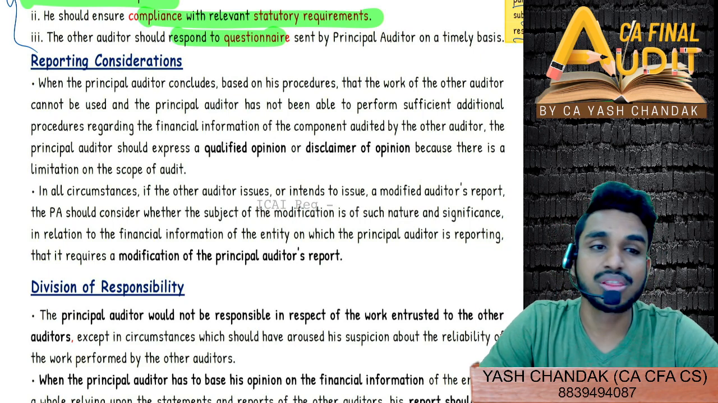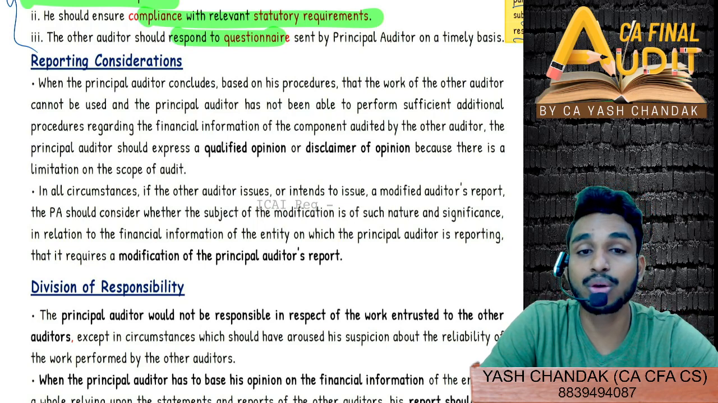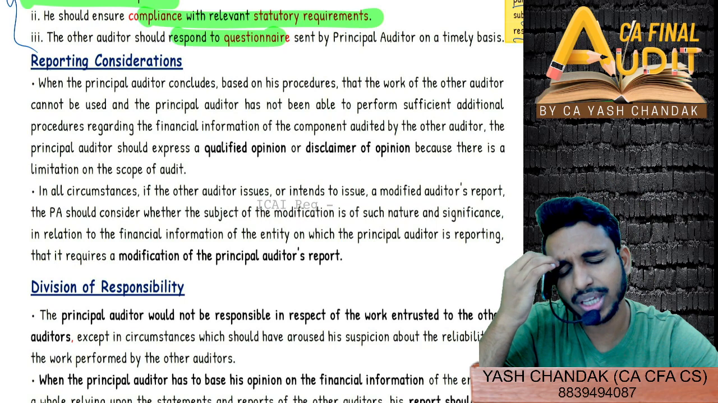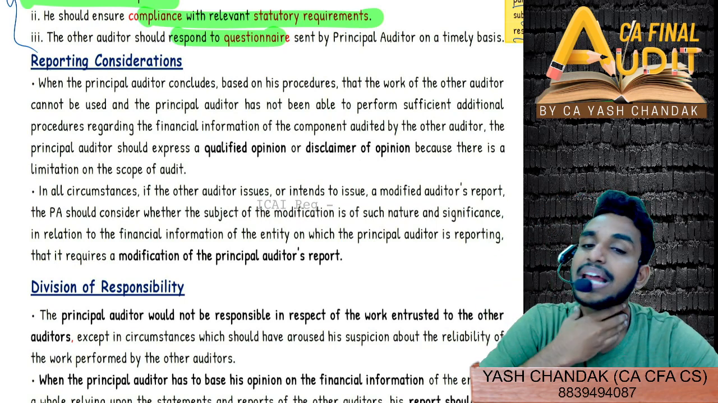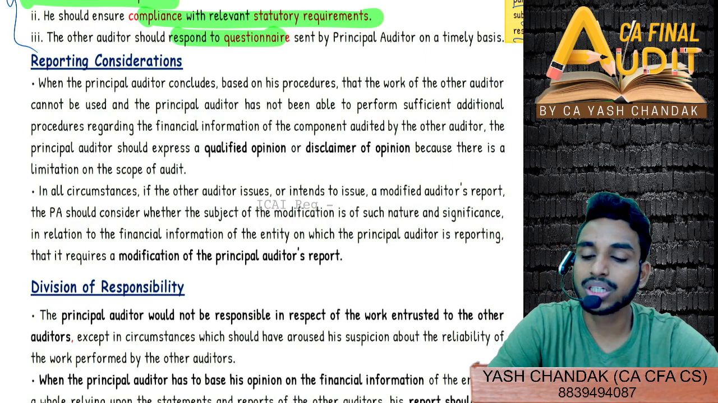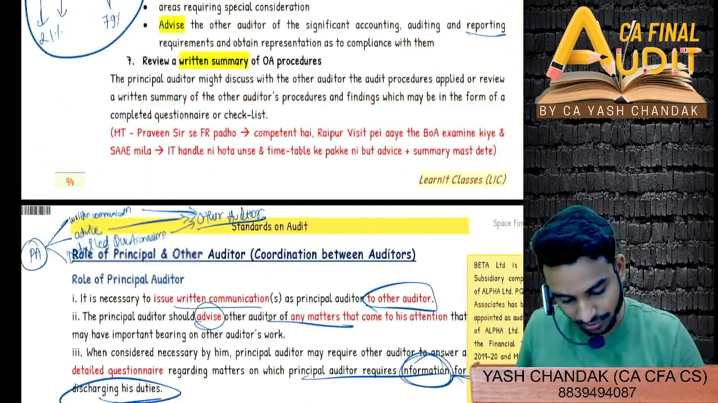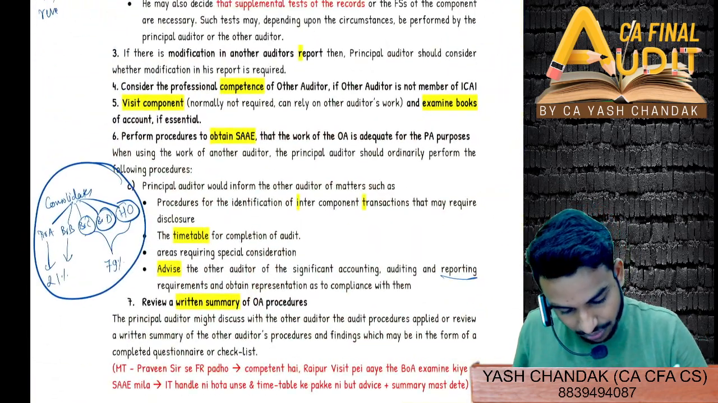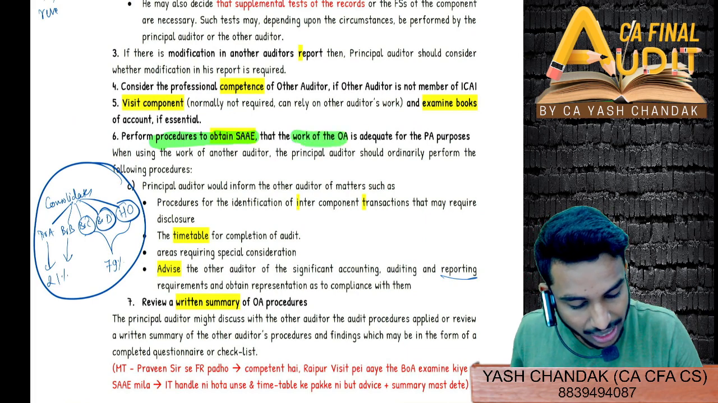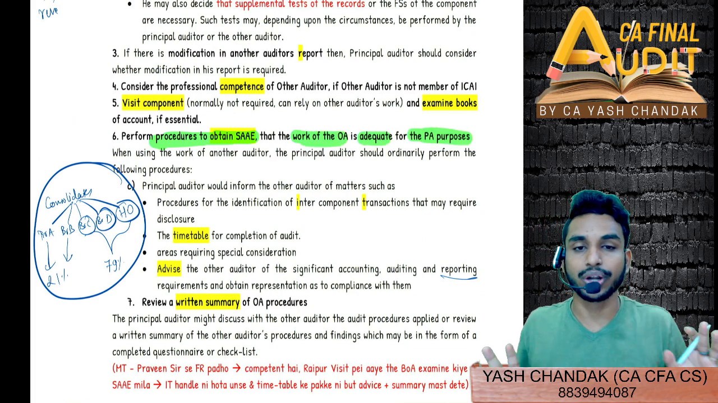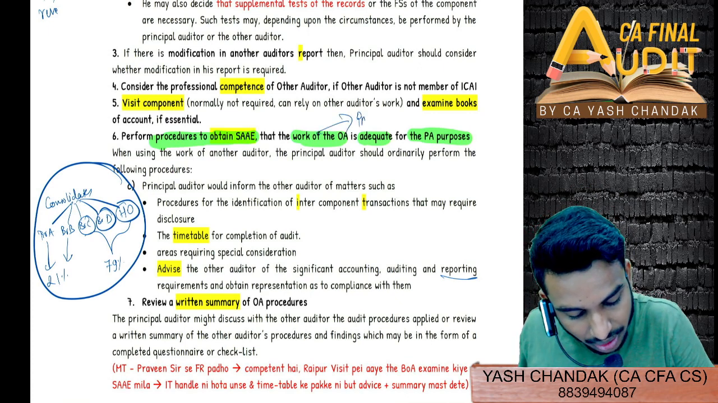Now come to reporting considerations. Particularly, we need to consider when exactly we are required to issue a modified audit report. Now think. First of all, do not see, just think. Tell me what will be the case. We were trying to obtain audit evidence that the work of the other auditor is adequate for the purpose of the principal auditor. So what if you find that it is inadequate?